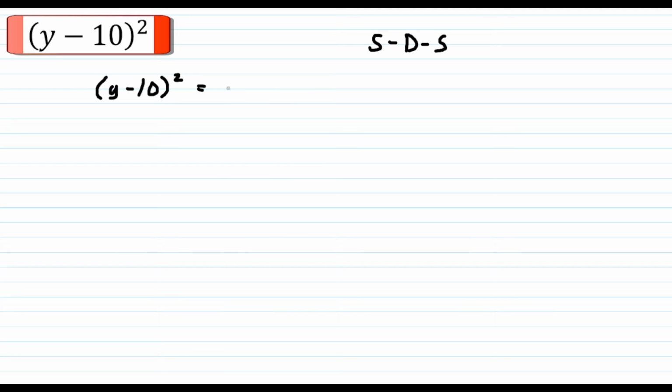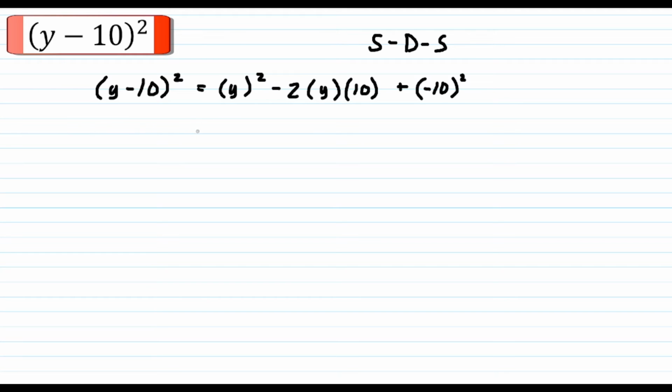In this part, square of y. So, minus 2 times y. And then, supposed to be negative 10, but we already put the negative sign here sa middle. Kaya 10 na lang lalagay natin. And, dito naman, plus negative 10 squared.